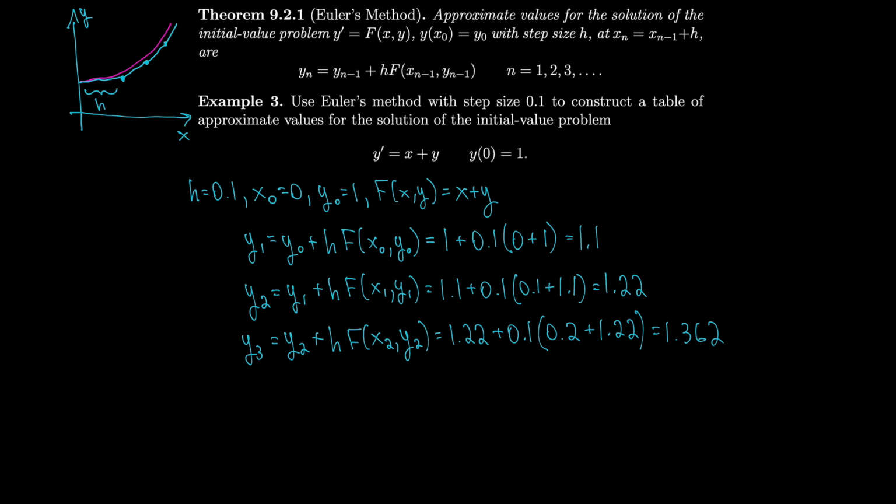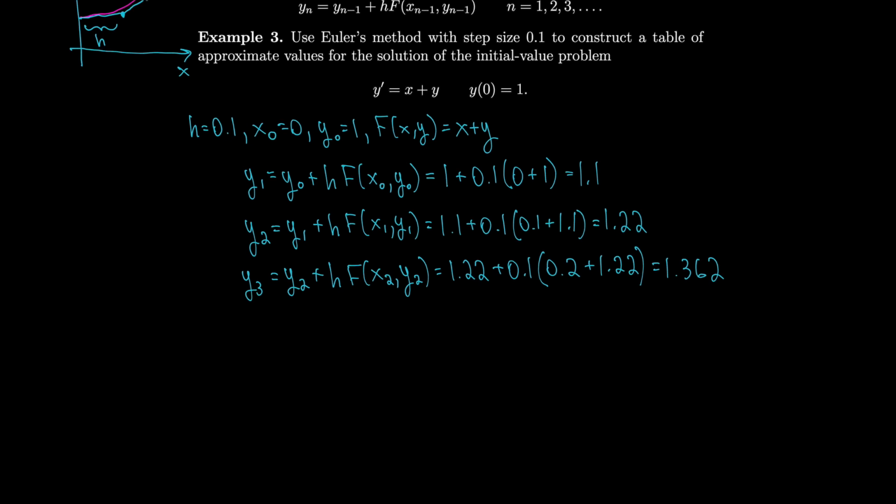So what this is saying is that for our solution curve, y of 0 is absolutely equal to 1. Y of the next point, y of 0.1, is approximately equal to 1.1. Then y of our next x value, y of 0.2, is approximately 1.22. Y of 0.3 is approximately 1.362.